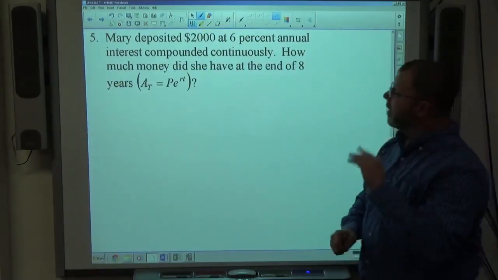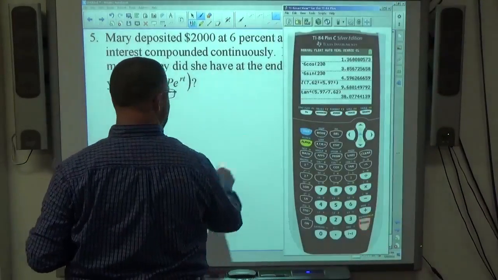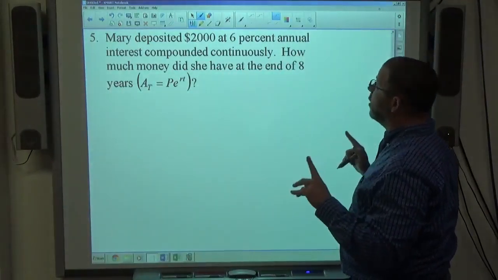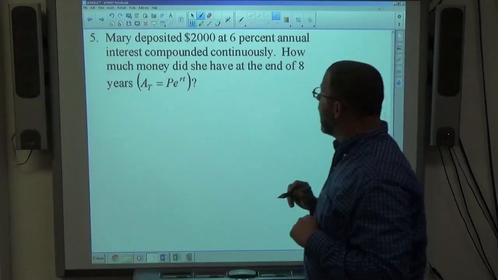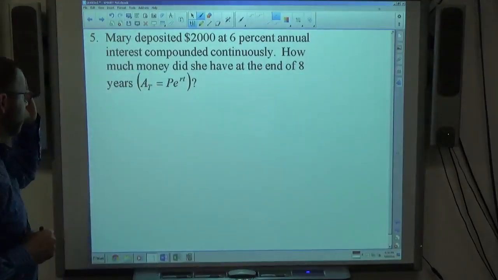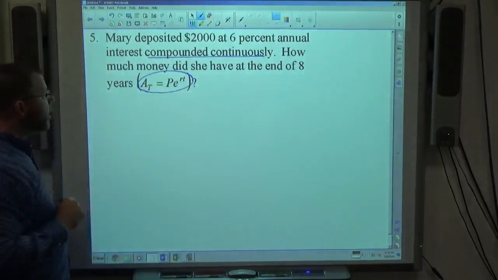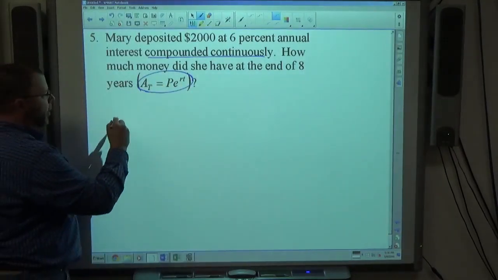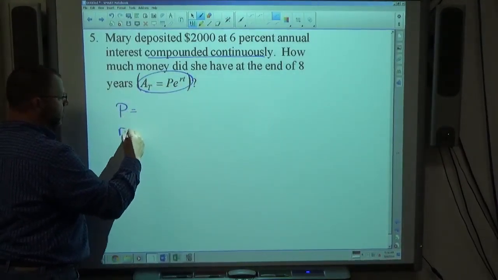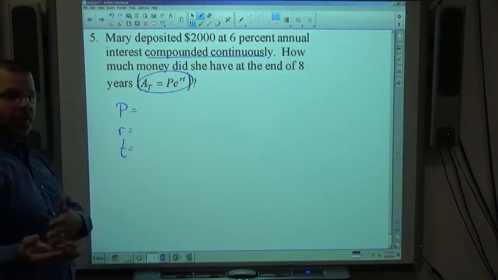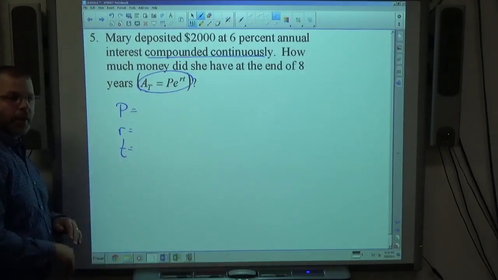Number 5. Mary deposited $2,000 with 6% annual interest compounded continuously. How much money does she have at the end of 8 years? So compounded continuously is this formula right here. And the 3 things we have to identify are what P equals, what R equals, and what T equals. Those are these 3 numbers. E is the base of the natural logarithm. We have a button on our calculator for that.